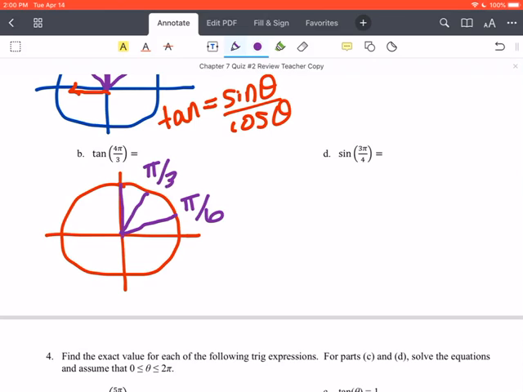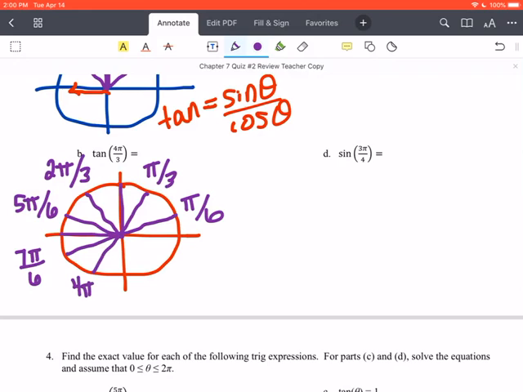I always use my axes, so this is 3 pi over 6, which is pi over 2. This is 4 pi over 6, which is 2 pi over 3. This is 5 pi over 6, which does not reduce. This is pi, which is 6 pi over 6. Then I have 7 pi over 6. And then I have my 8 pi over 6, which divide both by 2, I get my 4 pi over 3. So this is where I want to be.